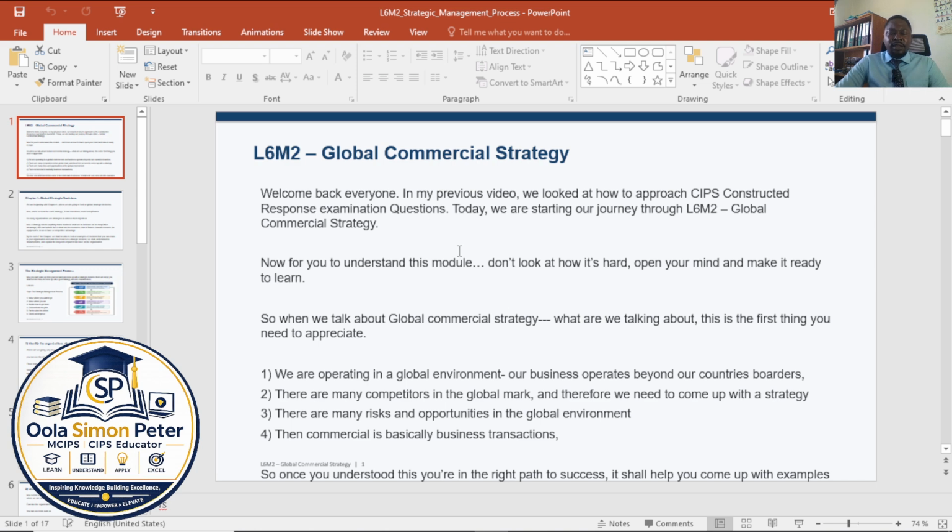Once we have understood what this module is about, it will help us to be in a better position to come up with points, brainstorm, apply, and also come up with examples that we can actually use in our exam. So we shall have this session together. It is going to be as practical as possible. It will be a discussion, and feel free to write in the comments if there is something that you want me to explain further, then we can learn. Remember, we're in this journey together.